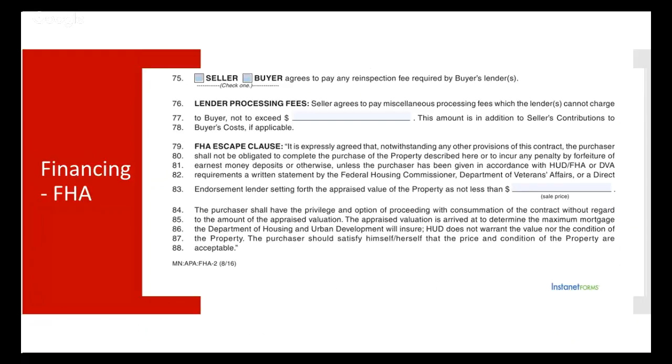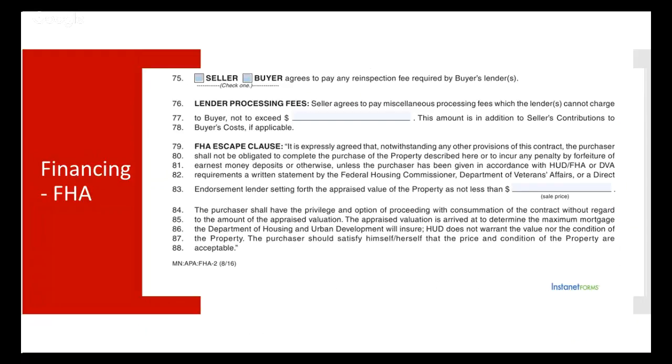The seller just doesn't automatically think that they have us locked in, right? Line 84, the buyer shall have the privilege and option of proceeding with the contract without regard to the amount of the appraised value. The appraised valuation is arrived at to determine the maximum mortgage amount that HUD and all those guys will warrant and guarantee. The buyer should satisfy him or herself to that price and condition of the property.